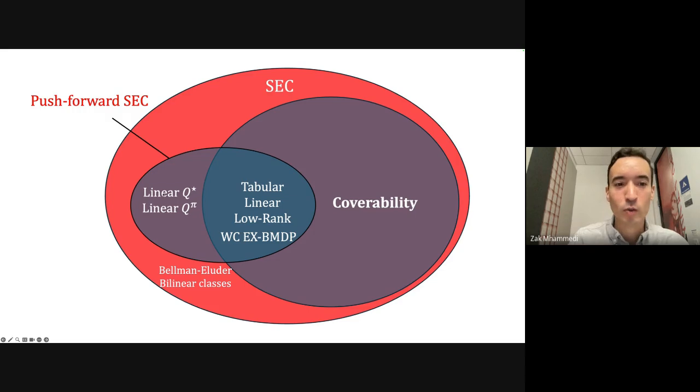I guess we do more than just recovering existing things, because we also have efficient algorithms for low rank MDPs and these weakly correlated exogenous block MDPs, and the oracles that we have just involve solving some linear program over function space. So it's much better than what you have in the online access.